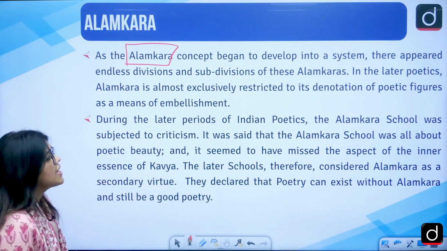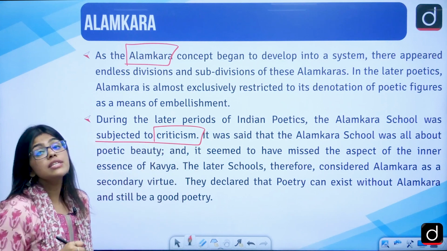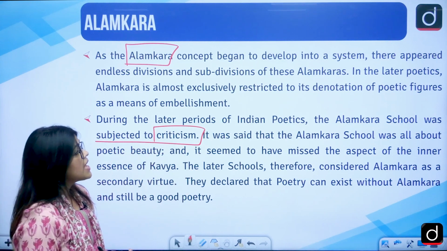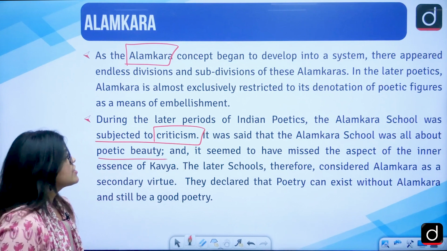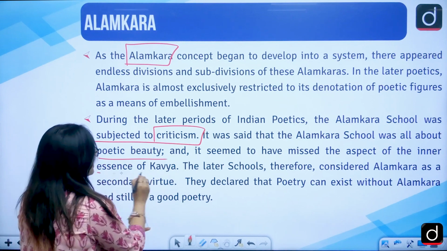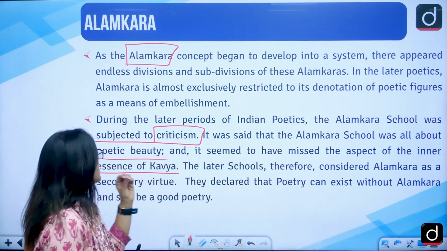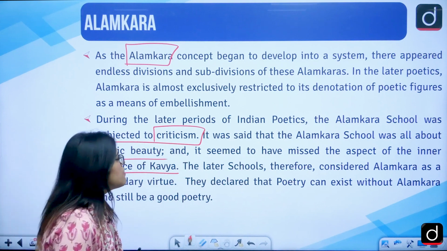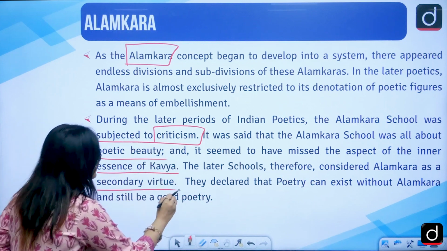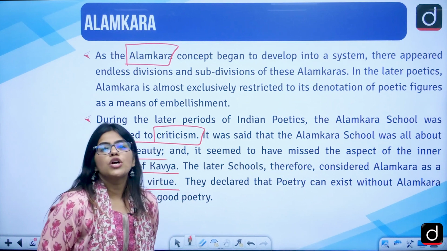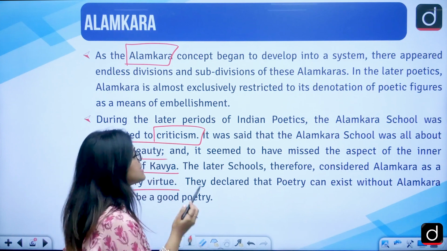During the later periods, Indian poetics saw that the Alamkara school was subjected to criticism. Why? It is said that the Alamkara school was all about poetic beauty and not about the inner sense. The inner essence of the Kavya, that is the poetry, was missed. The later schools therefore considered Alamkara as a secondary virtue and not as the primary virtue. They don't consider it the soul of poetry, right? They do not consider it the very essence.